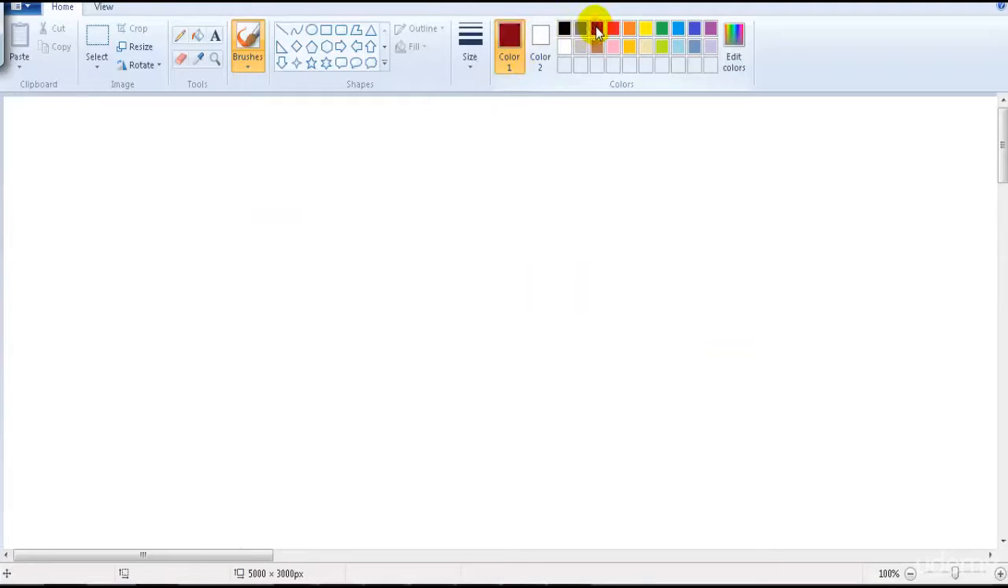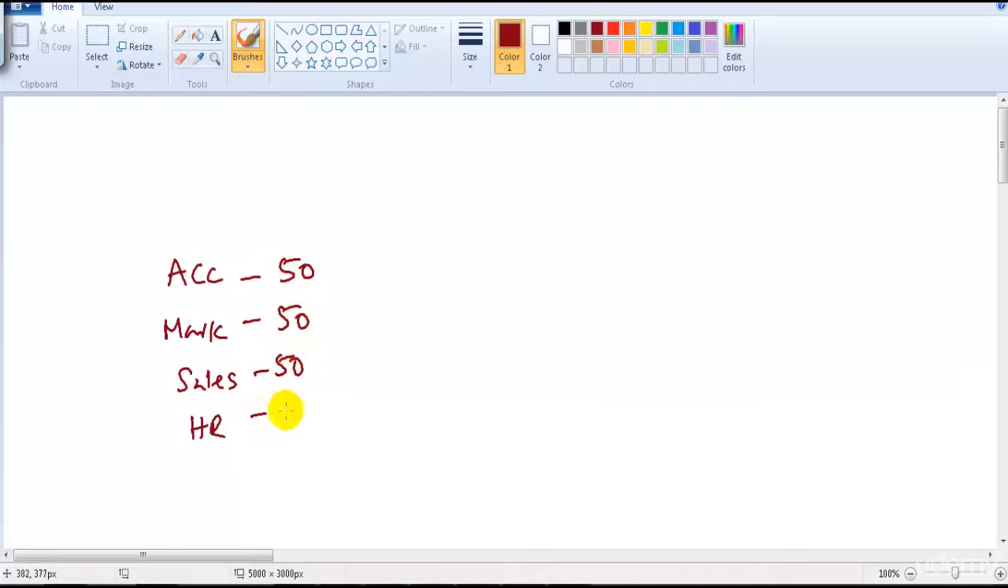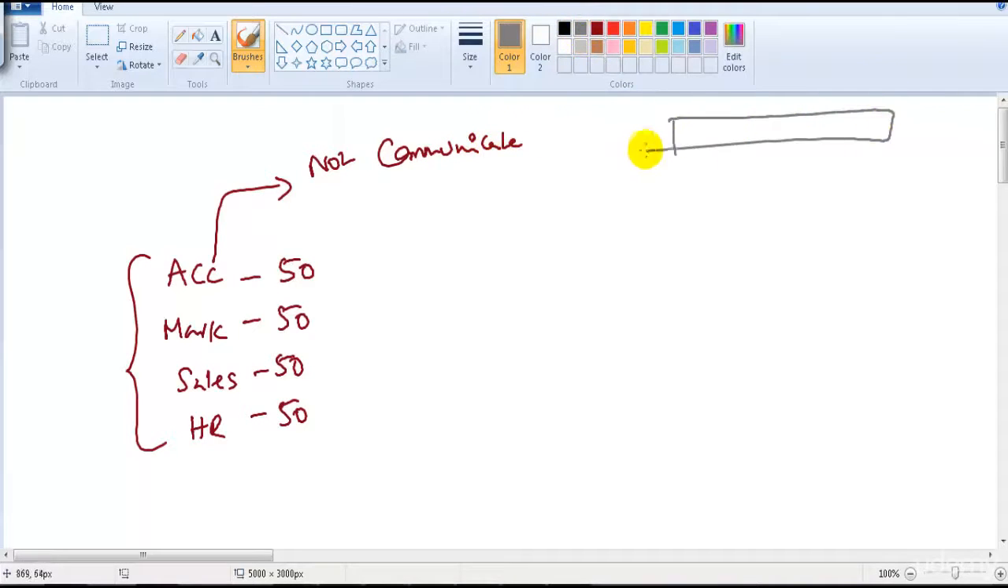To understand why we need to divide the networks, let's take an example. In my company, I have an accounts department, a marketing department, and sales and HR departments. I have different departments, and in each department I have around 50 users, just as an example, or maybe less or more. My requirement is that these departments should not communicate with each other, even though they are in the same physical LAN.